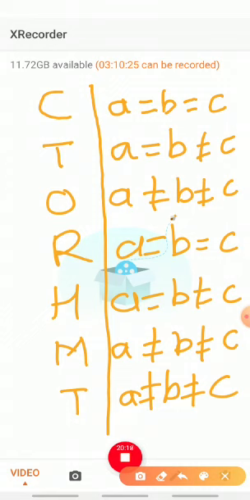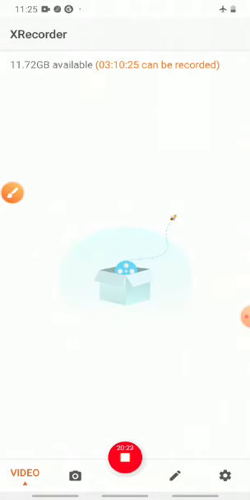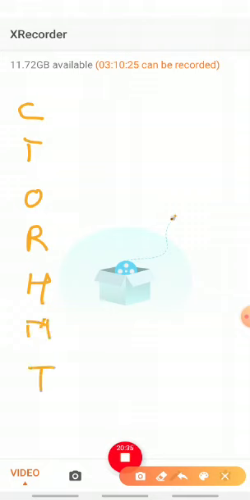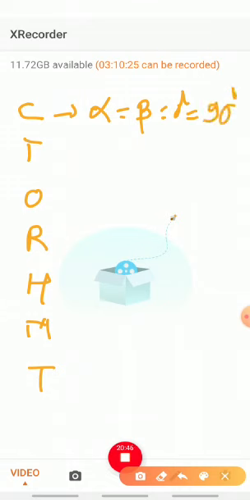A is not equal to B is not equal to C. Okay, now in the same way I'll show you a trick to remember the bond angles. So again I'll write C tor HMT. For the first angle you need to remember, alpha is equal to beta, beta is equal to gamma, gamma is equal to 90. First three will be same.